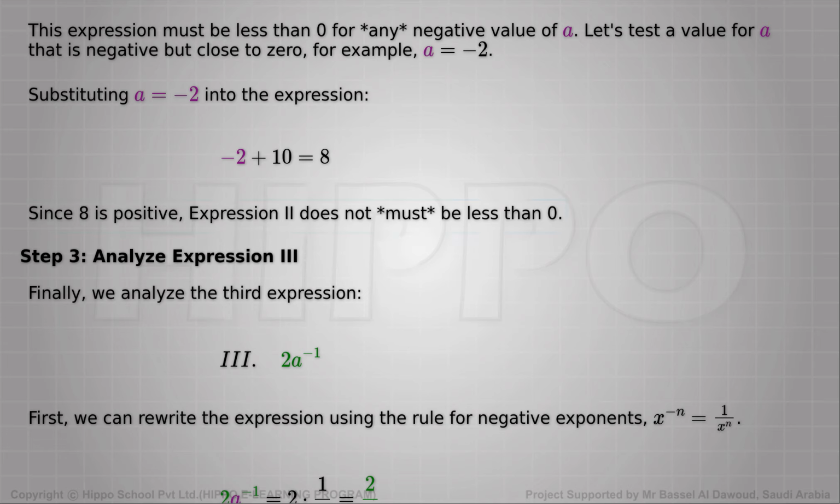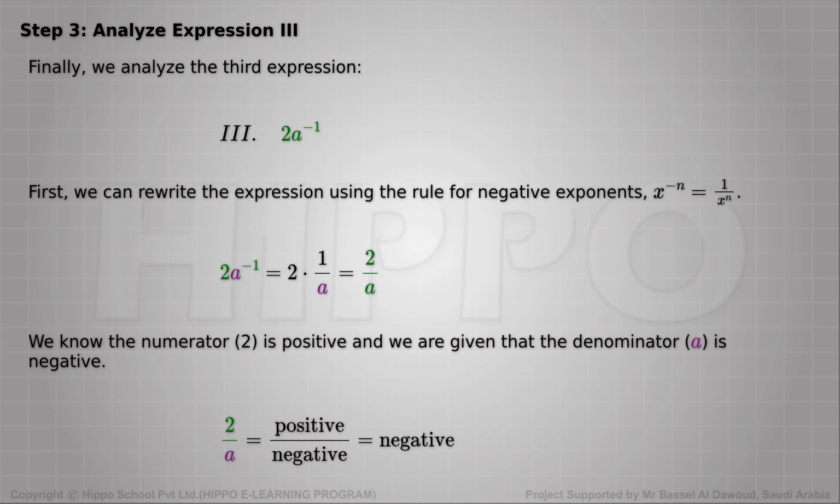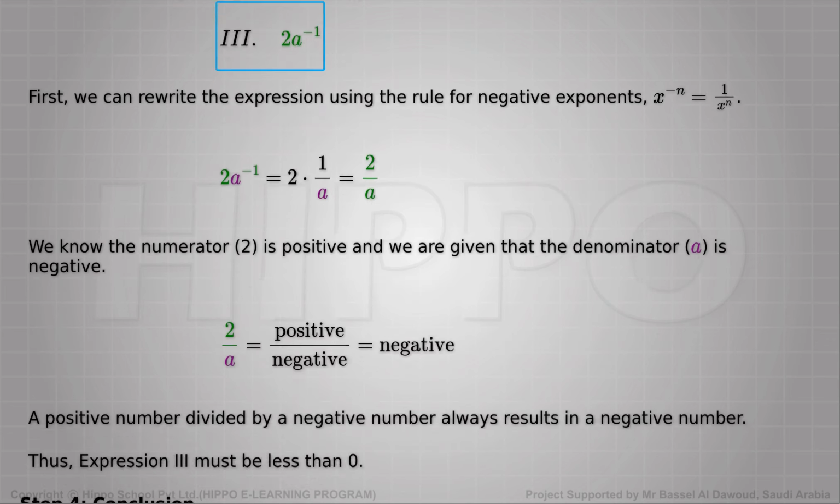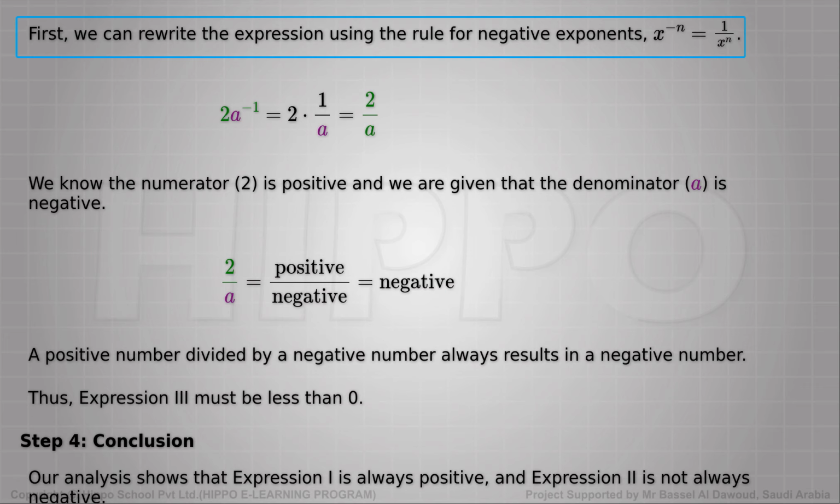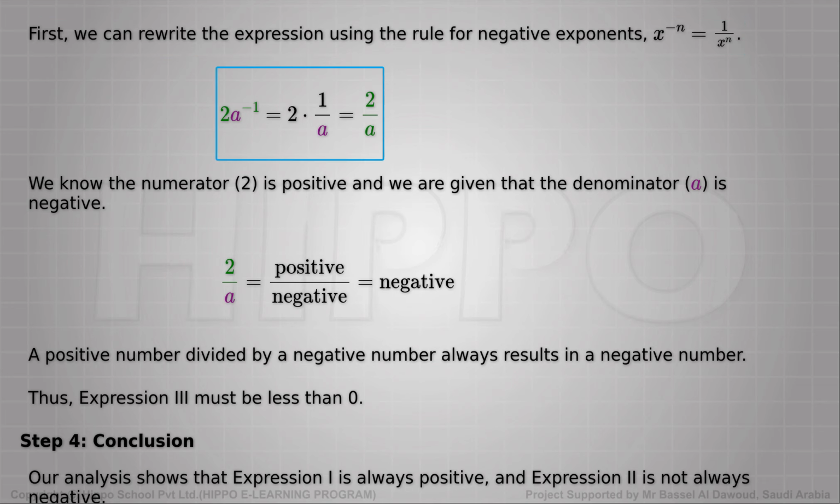Now for our last one, expression 3, which is 2 times a to the power of -1. The first thing that should catch your eye is the negative exponent. Let's simplify that. Remember the rule for negative exponents. A variable to a negative power is the same as 1 over that variable to the positive power. So a to the power of -1 is just 1 over a. This means our expression 2 times a to the -1 simplifies to 2 over a.